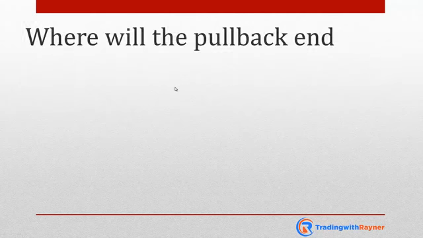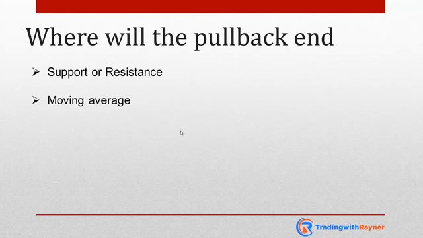Now, once you've understood the pros and cons of trading pullbacks, the next question you probably have is, hey Rainer, where will the pullback end? I want to share with you 3 scenarios where I find that the pullback would usually end in one of these. Number 1, it tends to respect support or resistance, right? Support in an uptrend and resistance in a downtrend. Number 2, it tends to respect a moving average. And number 3, a trend line.